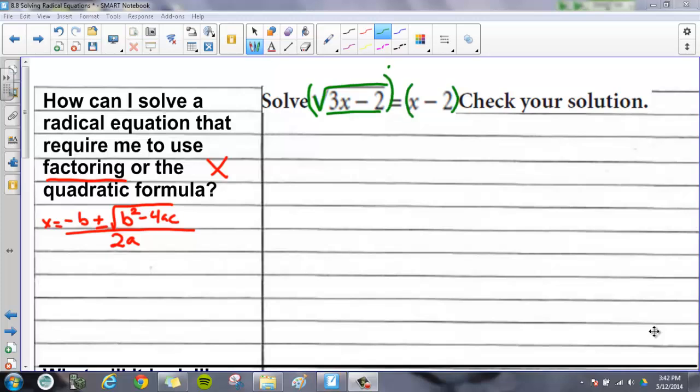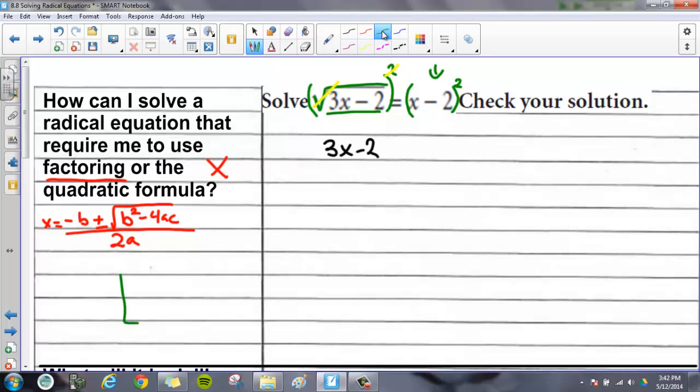So I'm going to square this side, and square that. Now remember what the square does. The square cancels off this radical, and so on the left side, you are just left with the radicand, or what's underneath that radical. But this one's not as easy, right? We got to figure out what x minus 2 squared is.